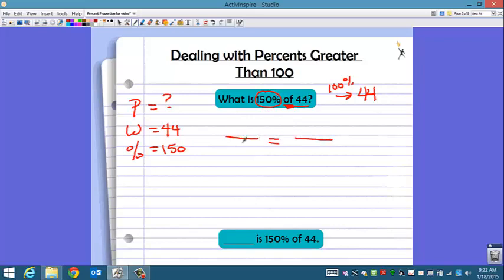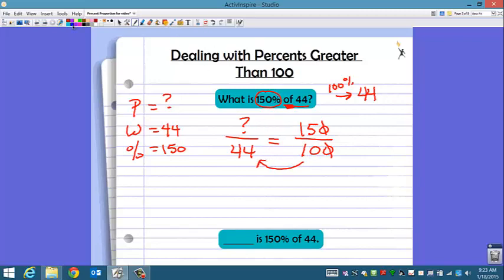So let's set it up. Fill in what we know, part to whole. Our part is unknown. Our whole is 44. Our percent is 150, and that's always out of 100. Okay, can we go from 100 to 44? No. So we're going to have to simplify before we can multiply. So I can already see that I can divide by 10, so I'll do the shortcut. Now I have 15 to 10. Can I go from 10 to 44? Nope, not yet.